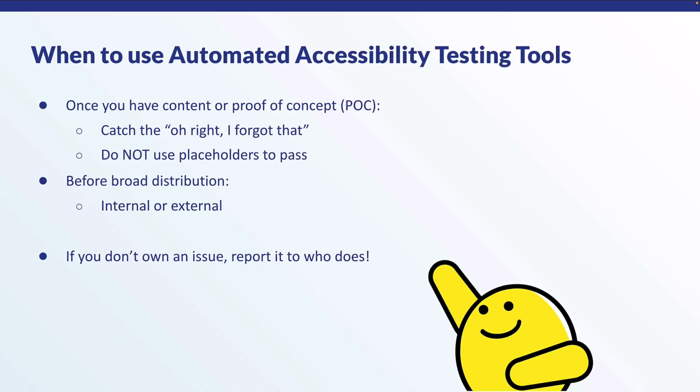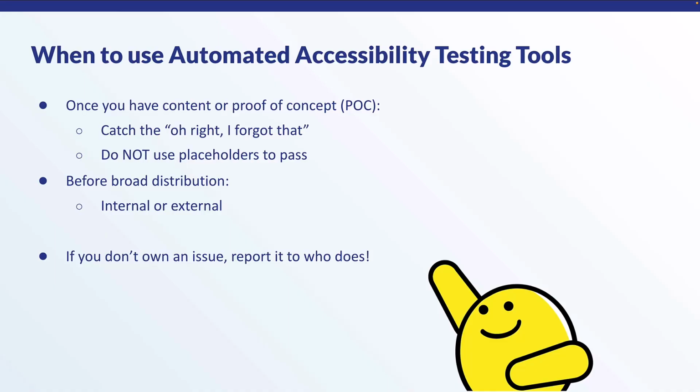When should you use automated accessibility testing tools? What you want to do is immediately start considering them once you've really gotten started. Once you have content or a proof of concept, basically once you have your code, they're going to be very useful in catching what we call the "oh right, I forgot that" types of issues. It's very easy to do, and catching those with an automated tool is going to be a lot easier than trying to catch them further down the road, because it will require a lot more work to try to patch it after the fact, rather than during the proof of concept phase.